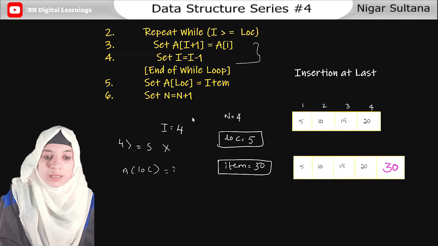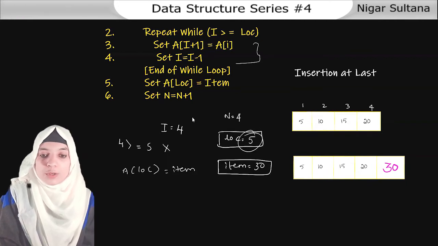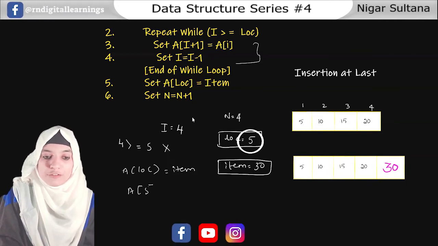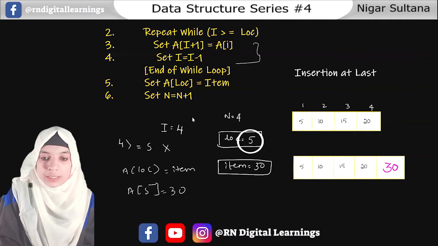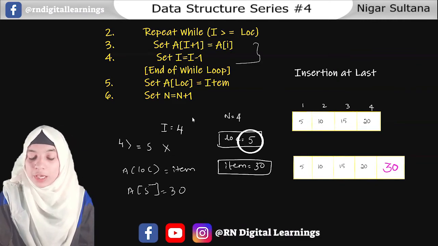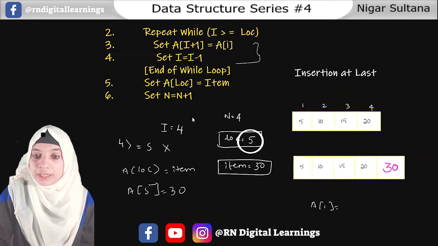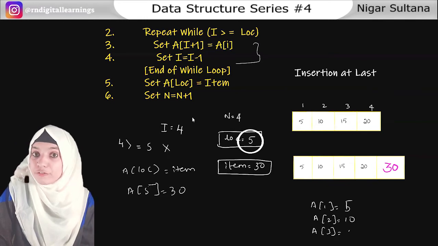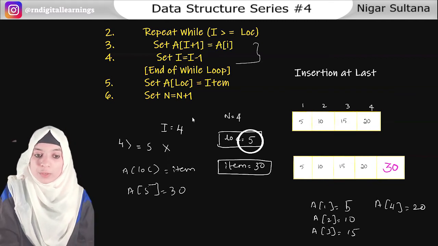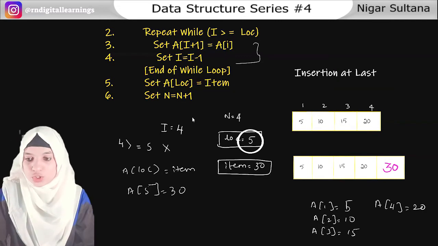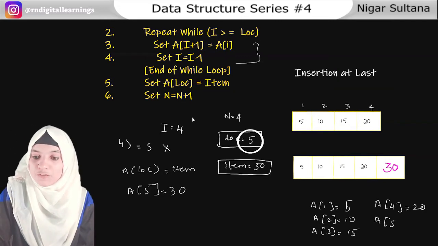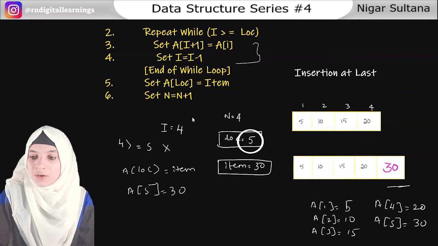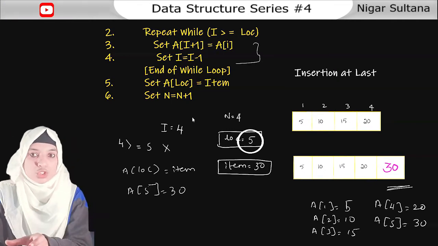What is A of location? The location value is 5 now. So now A of 5 is equal to item, which is 30. Means what? See here, A of 1 is holding 5. Next, A of 2 is holding 10. A of 3 is holding 15. Similarly, A of 4 is holding 20. Now I am adding an element at the last position. The last position, A of 5, will now be 30. See, now I have inserted the item 30 at the last position.